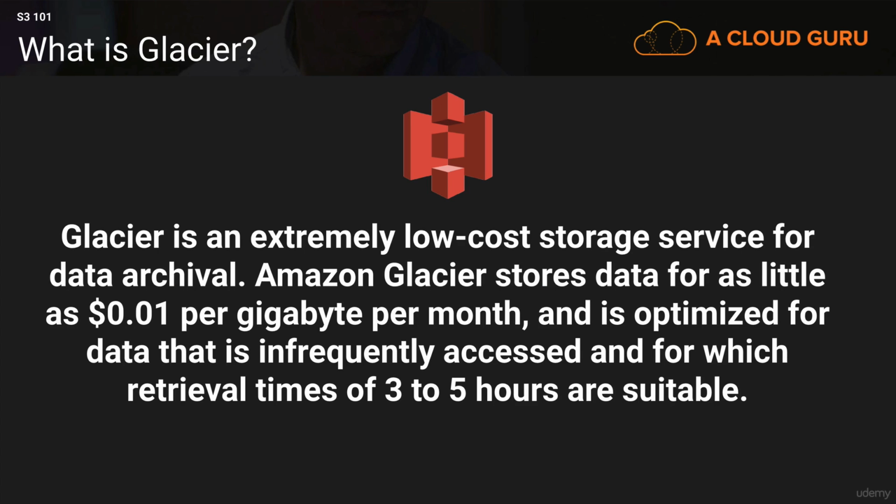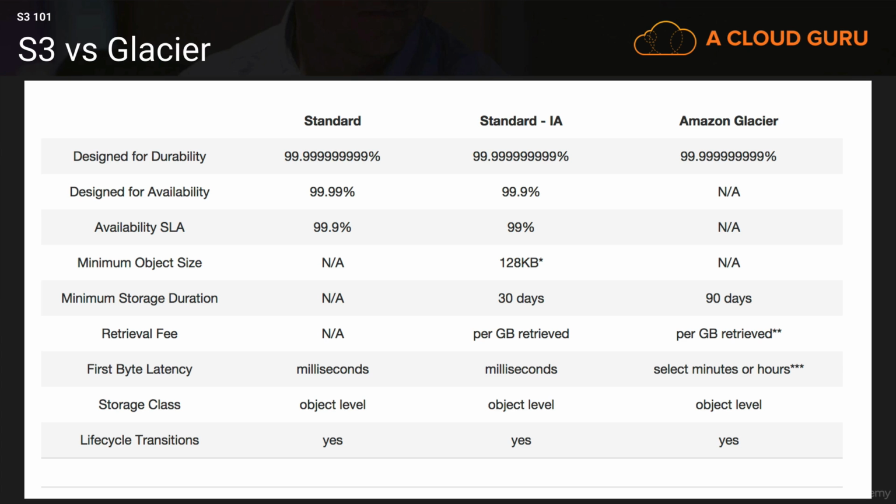Now I'm going to come back to Glacier. Glacier is its own independent service. It integrates very tightly with S3, but it is its own icon, and it has its own landing page in the console. So Glacier is for data archival. It's extremely low cost, and basically it stores data for as little as 1 cent per gig, and is optimized for data that is infrequently accessed, for which retrieval times of 3 to 5 hours are suitable.